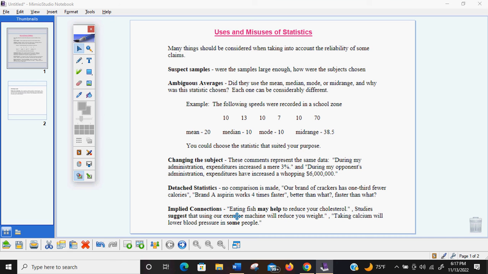The next one, implied connections. Eating fish may help to reduce cholesterol. Studies suggest that using our exercise machine will reduce your weight. Taking calcium will lower blood pressure in some people. If they have to say any of these things, they can't prove it. Okay? So I always call this the Cheerios example. What is it? Cheerios may help with cholesterol. If they have to say may or suggest, they can't prove it.